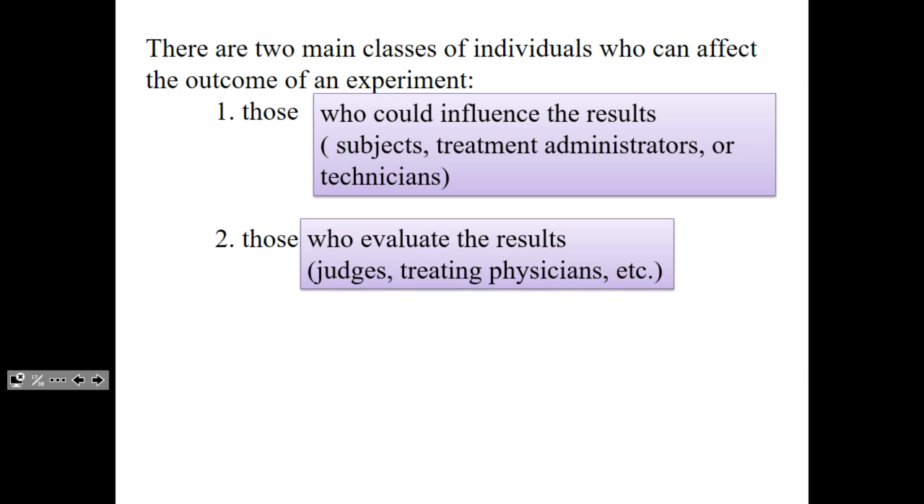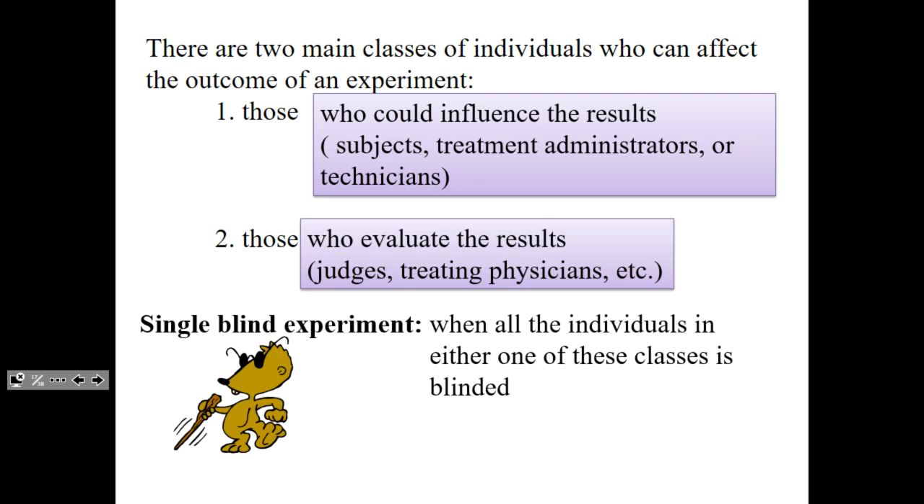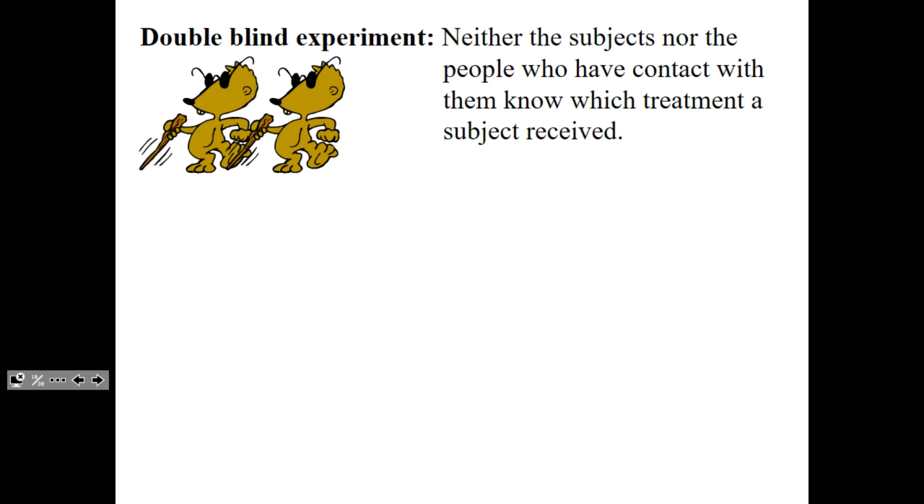So single blinding is when all the individuals in one of these two classes is blinded. They don't know who got what. Often single blinding is when the subjects don't know who got what. The administrator doesn't know who got it, or the technician doesn't know who got it. But the physicians in the background may still know which person got what before they've evaluated the response variables. They know who got the actual medication. Now, double blind, no one knows.